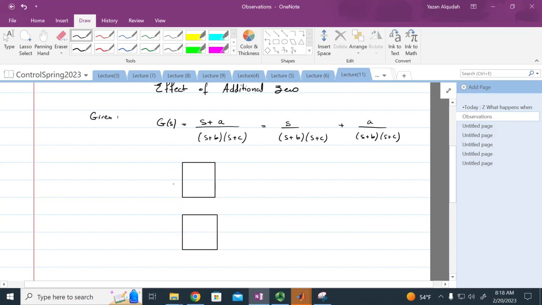Okay. So if we came to a second order system and we applied a unit step, and we got a response C of s that is equal to 1 over s multiplied by s plus b multiplied by s plus c. And this will give us c of t.